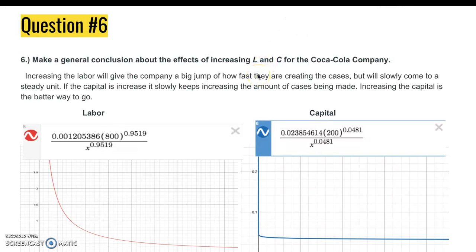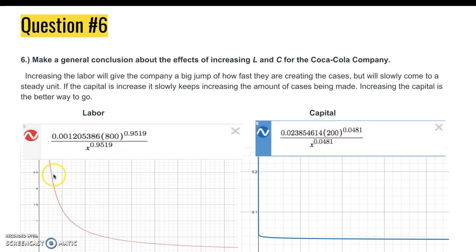So in 6, make a general conclusion about the effects of increasing labor expenditure and capital expenditure for the Coca-Cola company. So we said that increasing the labor expenditure will give the company a big jump of how fast they are creating the cases, but slowly will come to a steady end. If the capital increases, it slowly keeps increasing the amount of cases being made. Increasing the capital is the better way to go.